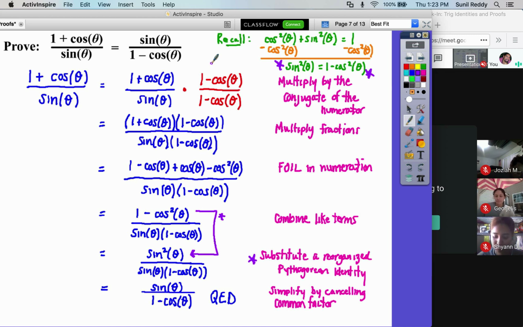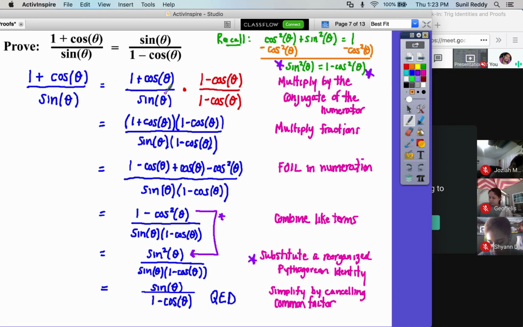So here was example 3. Prove that 1 plus cosine over sine equals sine over 1 minus cosine. Again, you start with the thing you're given on the left. On the right-hand side now, I write as many lines as I can to get the thing that I want on the right-hand side. So here is where I used a new strategy, different from the first two examples.